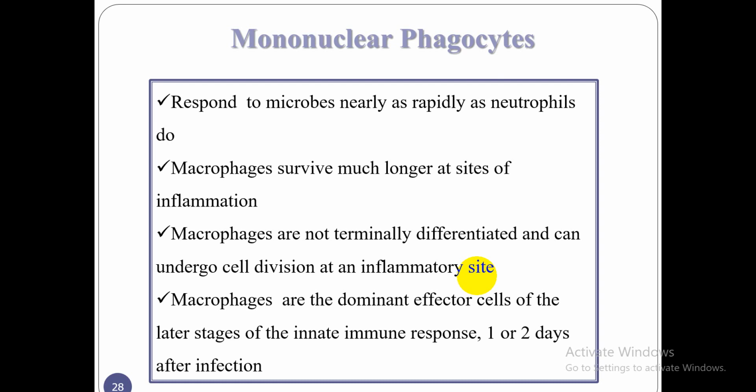Macrophages are not terminally differentiated and can undergo cell division at an inflammatory site. Macrophages are the dominant effector cells of the later stages of innate immune responses. For example, 1 or 2 days after the infection, macrophages are more dominant compared to neutrophils at the site of infection.